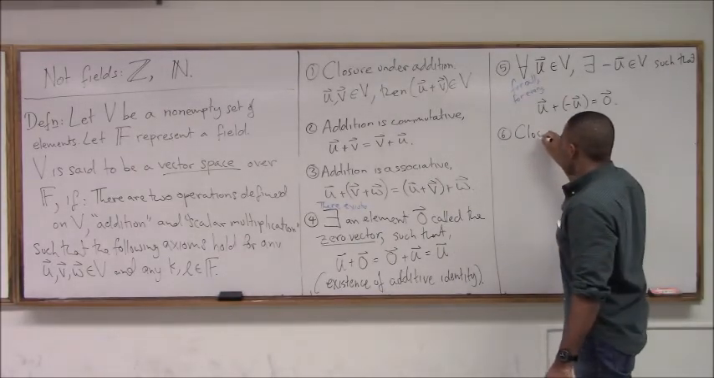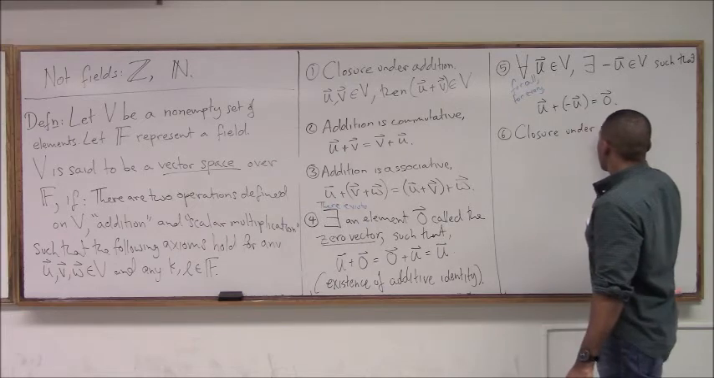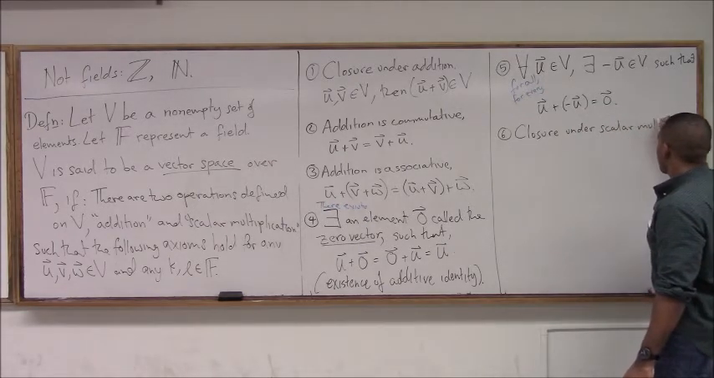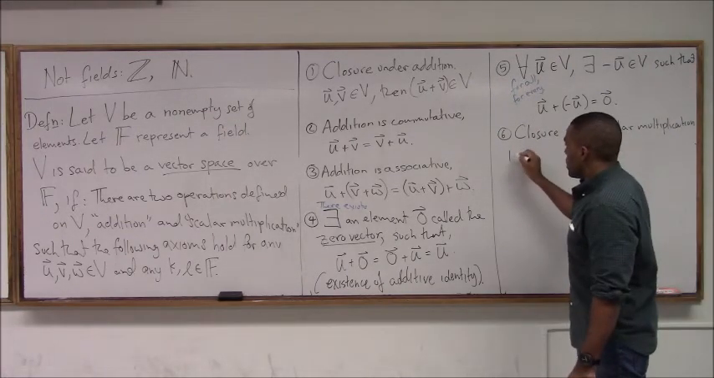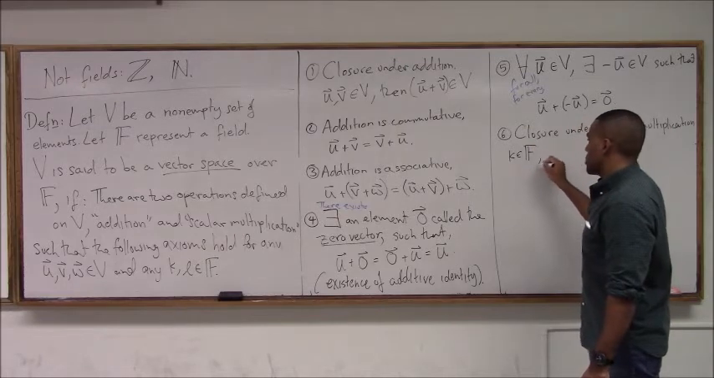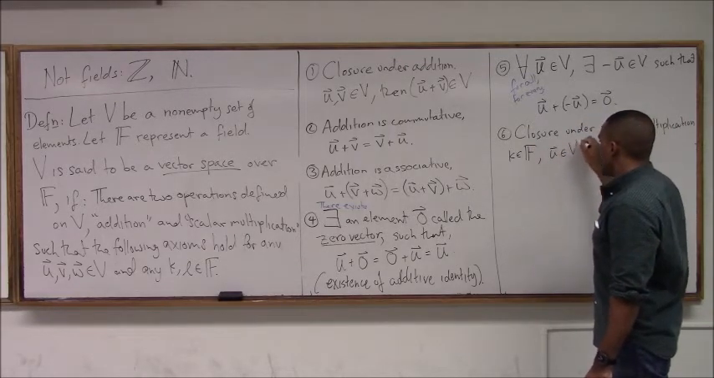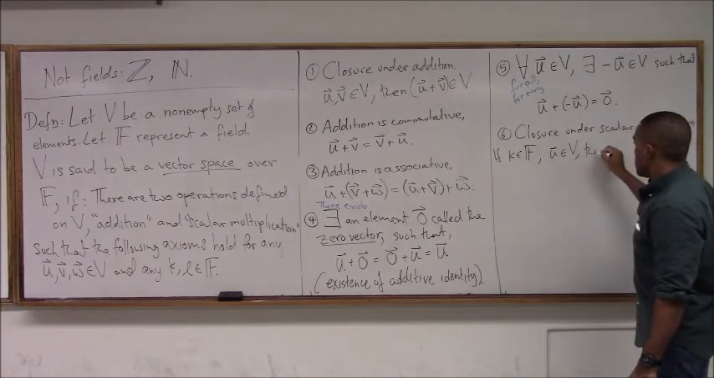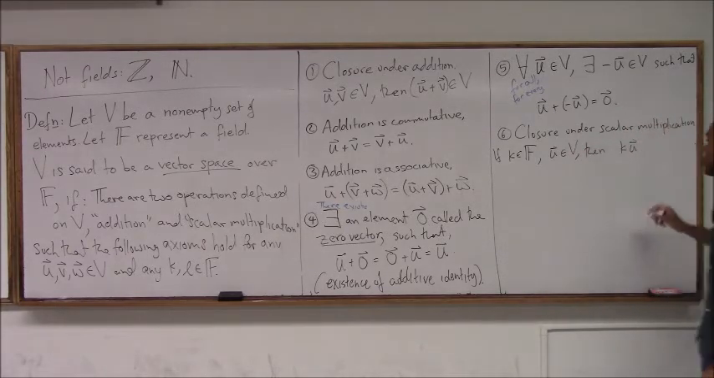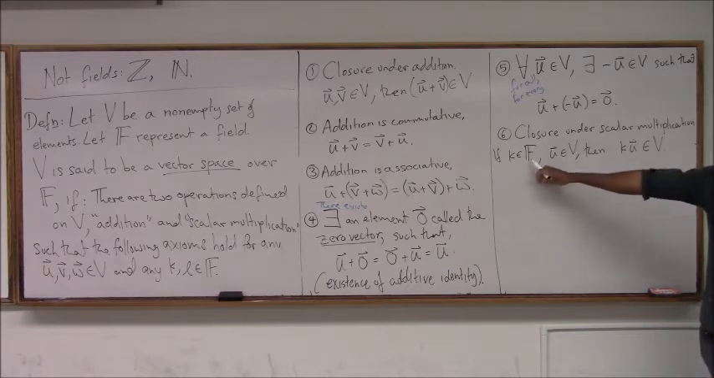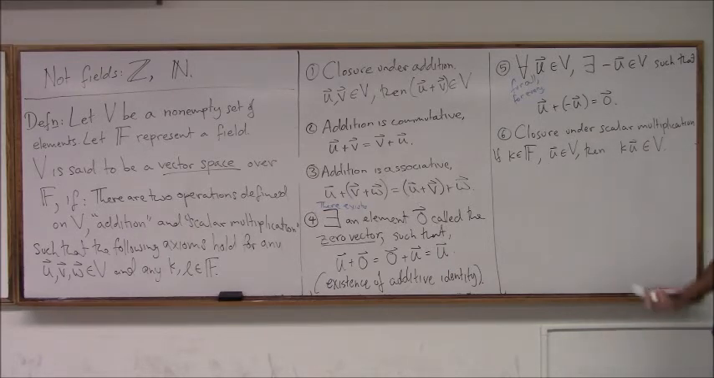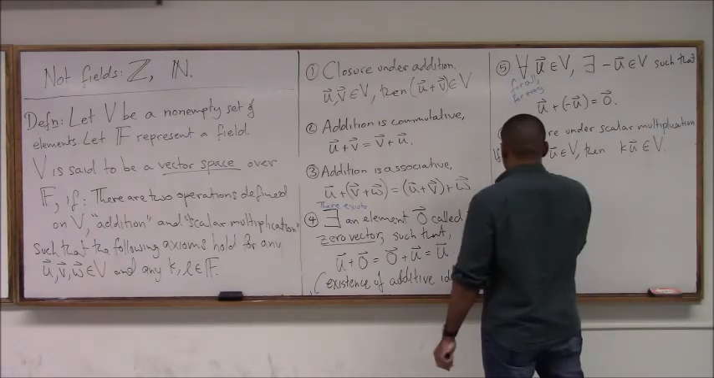6. We have closure under scalar multiplication. That means if k is a member of the field, which is a scalar, and u is an element of V, then if I take k and I multiply by u, that is also an element of V. This here is called scalar multiplication. I'm taking a scalar, which comes from the set F, multiplying a vector, which comes from the set V, to create a new element, and that element will also be an element in the set V. 7.